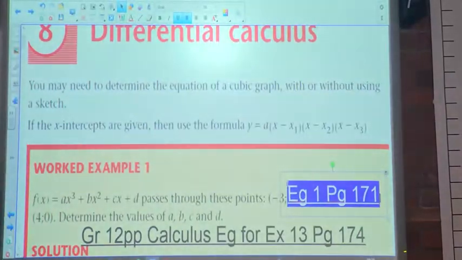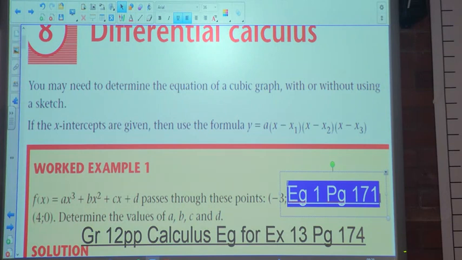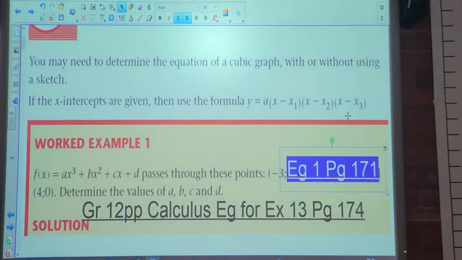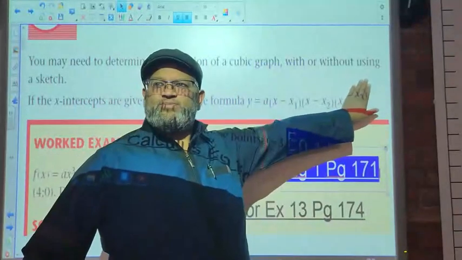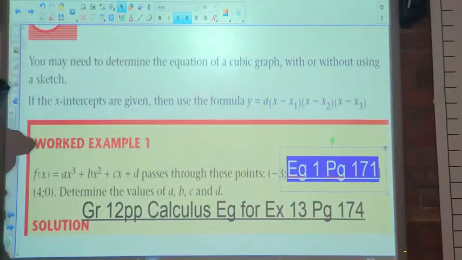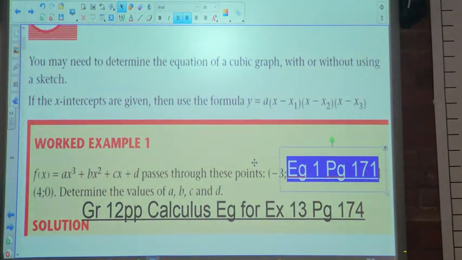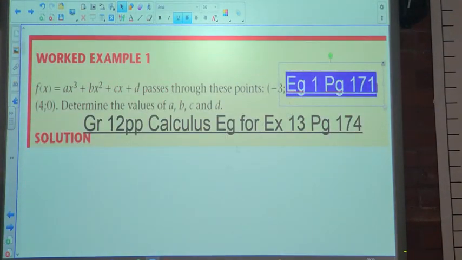So we are told you may need to determine the equation of the cubic graph with or without using a sketch. If the x-intercepts are given, use the formula y is equal to a into x minus x1 into x minus x2 into x minus x3. Where do you see the resemblance of this formula? When you're working out the equation of the parabola. Not so, given the x-intercepts. Then we only have this part here without that given. However, because it has 3 x-intercepts, we follow this format of the formula.